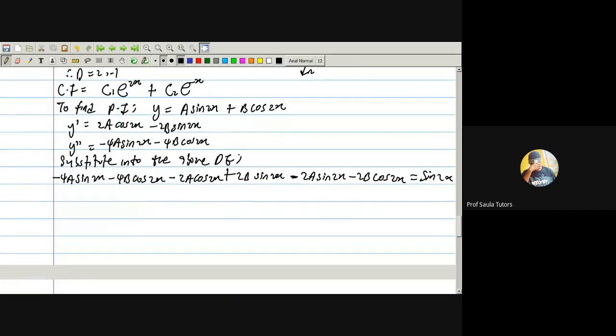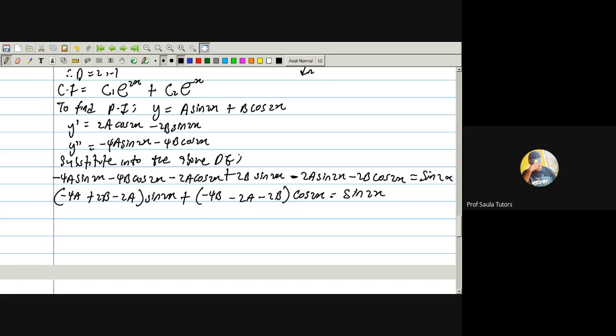So what we are having here, check. Bring all sine 2x together. We're having minus 4a plus 2b sine 2x, minus 2a sine 2x. Then what again? Minus 2b sine 2x. So bring all cos 2x together: minus 4b minus 2a plus 2b cos 2x equal to what? Sine 2x. Check whether this makes sense, whether it's complete.